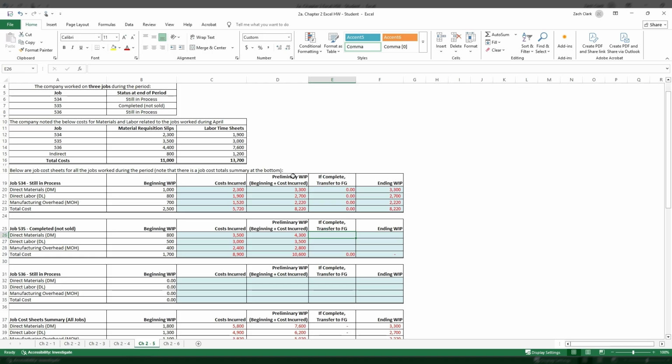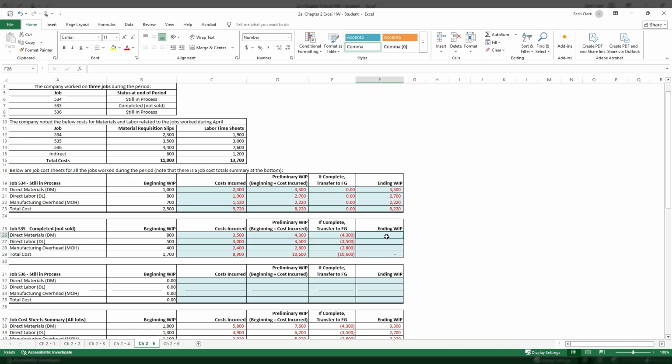Now we need to look and say, is this finished? Is it finished goods? FG for finished goods. And we look here and say 535, okay, it was completed. And I guess it tells us here, completed but not sold. So we do need to transfer it. And by transferring it, what we're basically saying is we want the ending WIP balance to be 0. So we're going to put negative amounts in here. That looks funny. So let's do our accounting format and then get rid of the extra decimals.